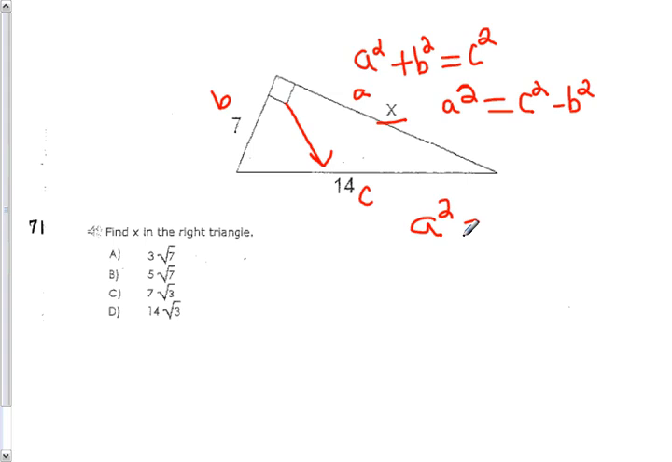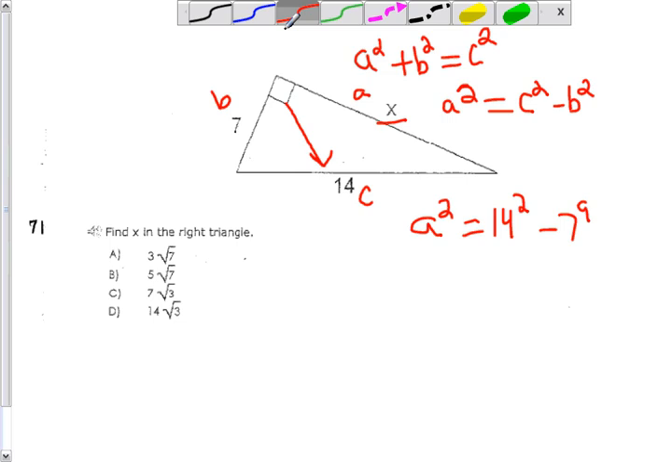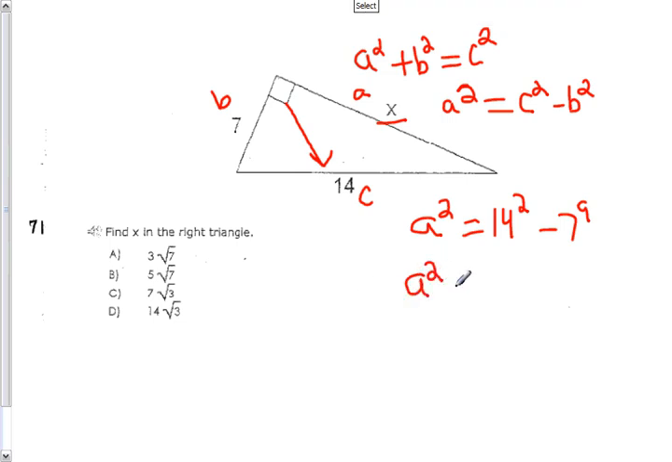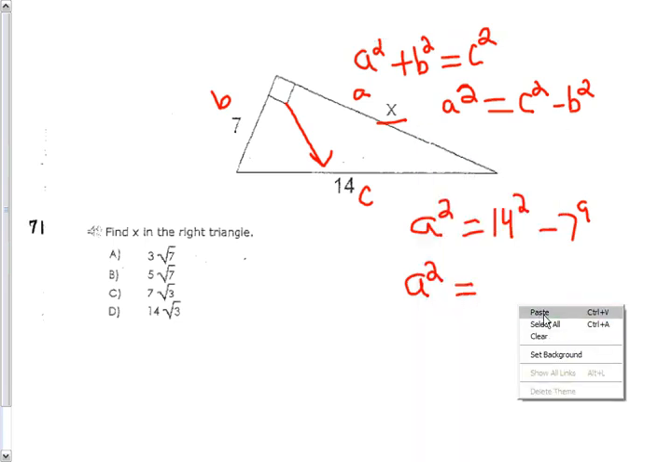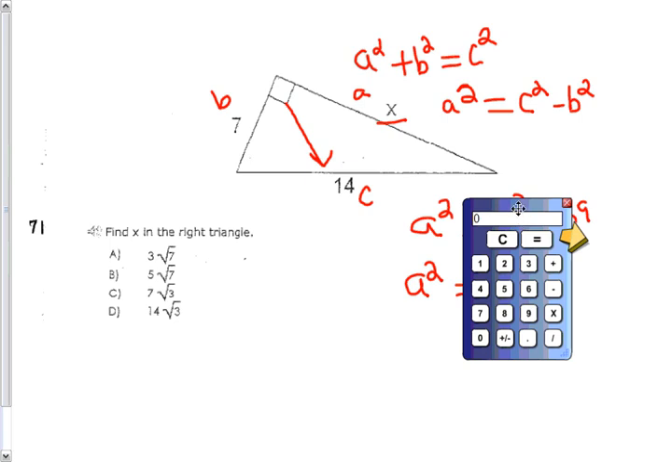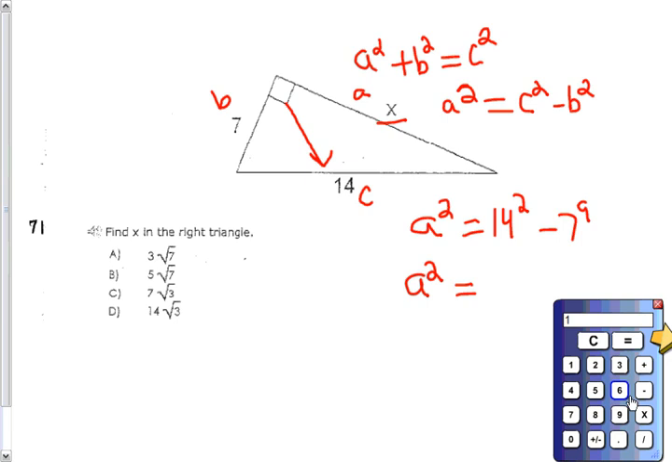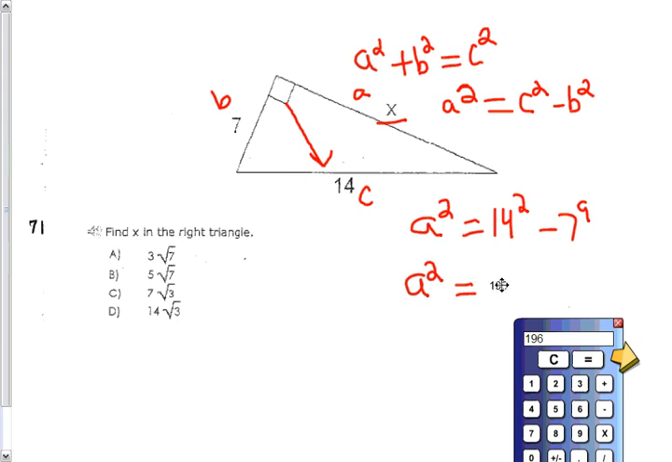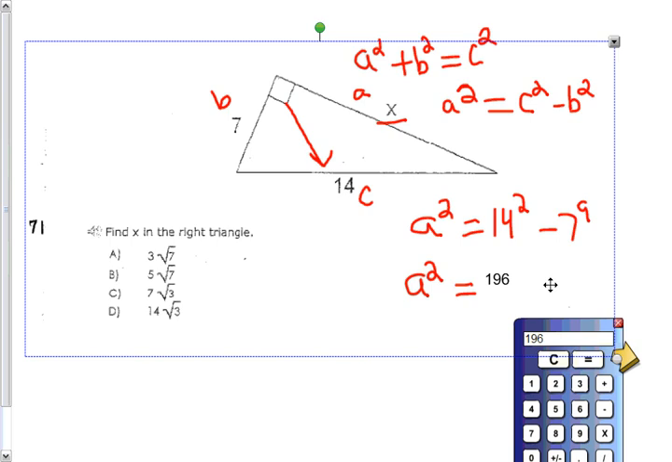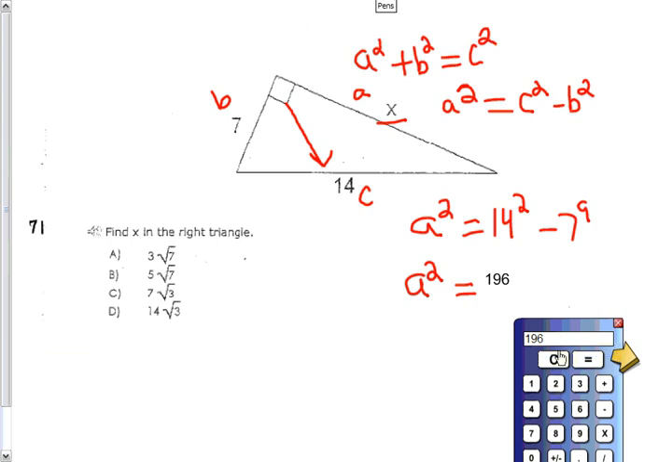So A squared is going to equal 14 squared minus 7 squared. Let's get our calculator on here just to be sure, but I'm pretty sure 14 squared is 196, but we want to be certain. So 14 times 14 equals 196. So 196, and then we're going to subtract off 7 squared, which I know is 49. So we got 196 minus 49.